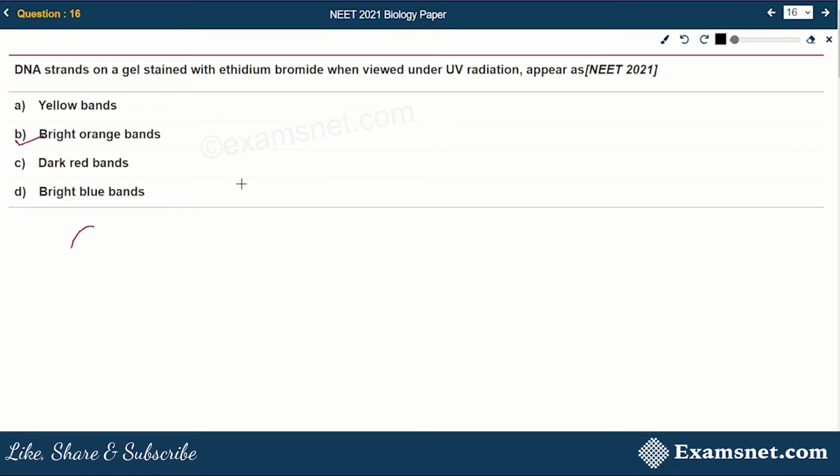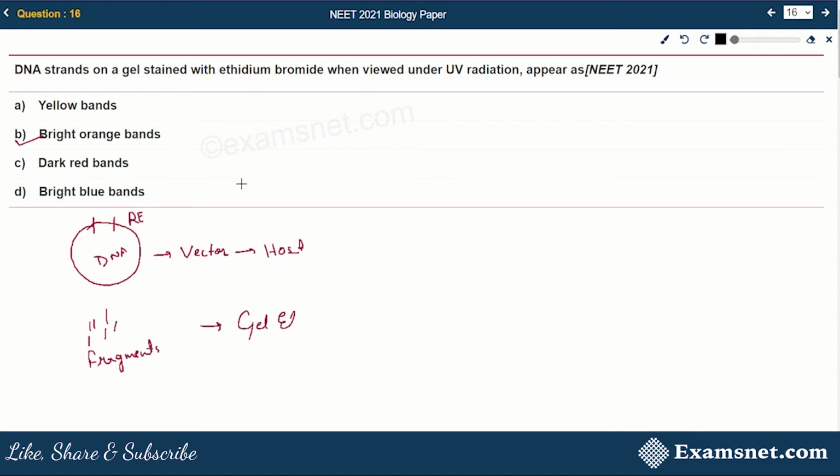So let's see. We know that one of the important steps in recombinant DNA technology is cutting of DNA with the help of a restriction enzyme or a restriction endonuclease, and then ligating it to a vector in order to transfer it to a host organism. Now, once we cut the DNA with restriction endonuclease, it results in fragments of DNA. Some fragments may be small, some may be big. So these fragments have to be separated using a technique known as gel electrophoresis.